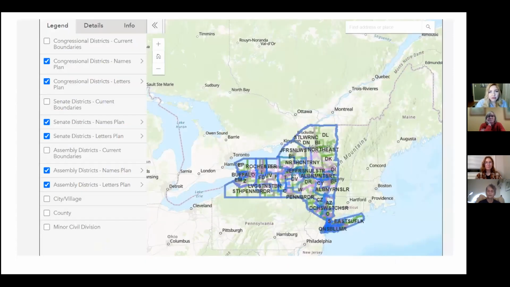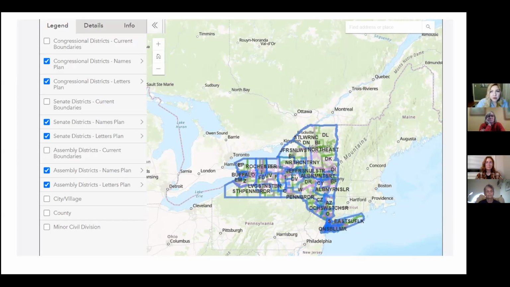Scrolling down on the screen, we can actually see a Google map of all of the maps laid out here. And on the left-hand side, there's these little tick boxes with check marks in them. And we can check and uncheck the maps that we want to see. We can also see city and village lines, county lines, minor civil division, and the current maps as well. So it's very easy to compare the maps, and we can also zoom in and out.